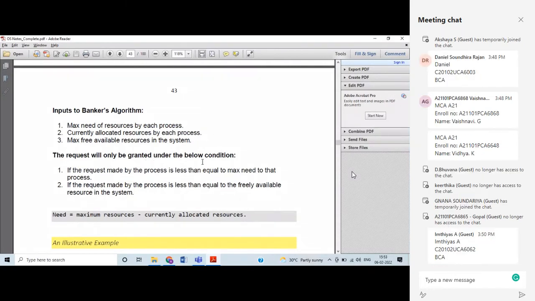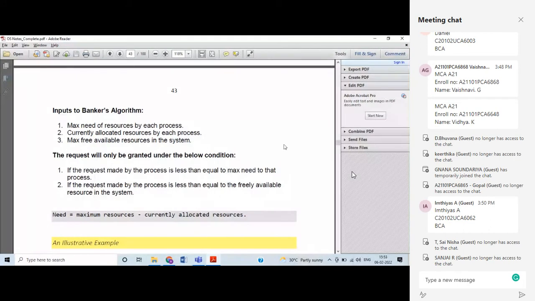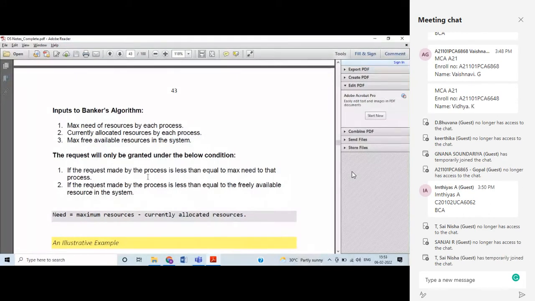The request will only be granted under the below situation. If the request made by the process is less than or equal to the maximum need of that process, and if the request made by the process is less than or equal to the freely available resources. Under these two conditions; if any one fails to be met, it won't allow the process to acquire the resources.